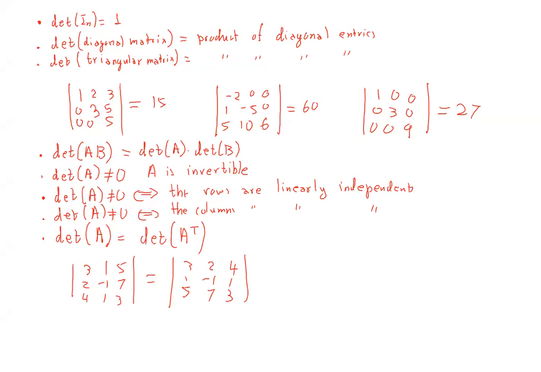Let's pause here. I gave you enough properties. Let's pause for a second. I have a few more to go, and the ones that I'm about to give you are exactly the ones that have to do with row operations. Questions, please.